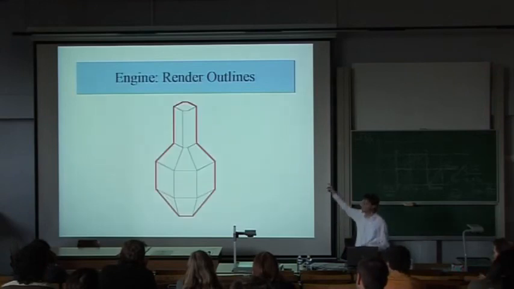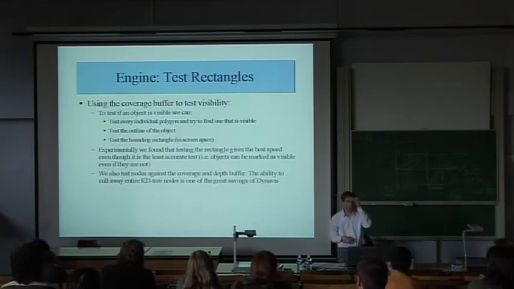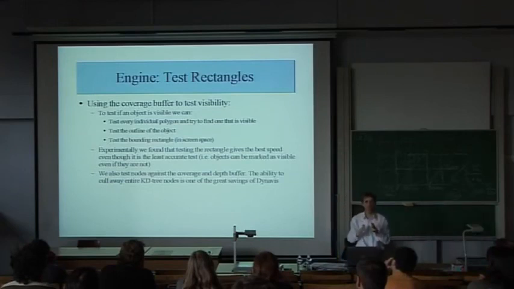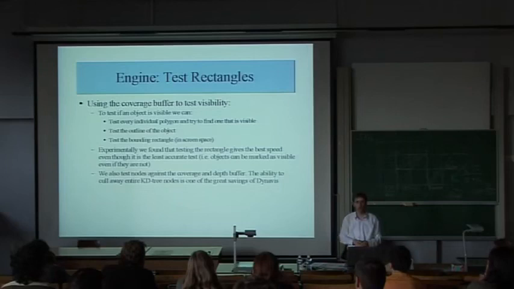For example, we calculate outlines of objects, and then we only render the outline in one go instead of every single triangle. That's a lot faster already. When we test if an object is visible, we first test if the bounding rectangle is visible. We're not going to test every pixel or even every polygon, because testing if a 100,000 polygon object is visible is still going to take a lot of time. So we just test the bounding rectangle, and maybe we will make a mistake, but that's not a big deal.